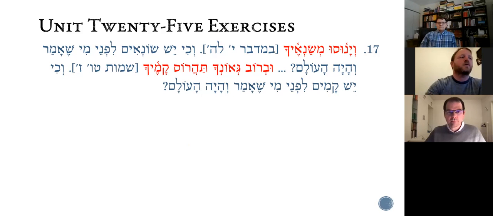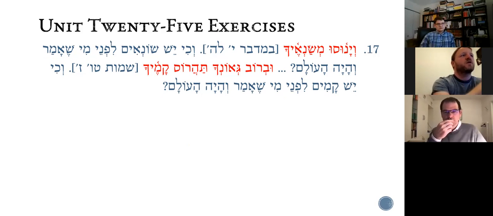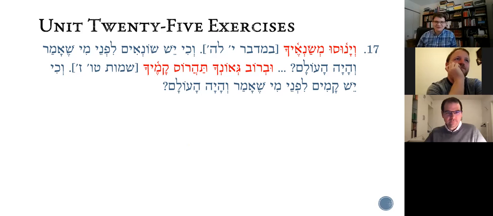That's just a big long title, by the way. Mi sheamar vehaya ha'olam: the one who spoke and the world was. It means God. So the "ki" here again is introducing a question. So it's, are there enemies? "Haters" just makes it sound very unmishnaic. Are there haters before God?